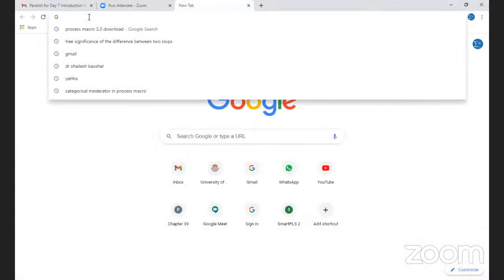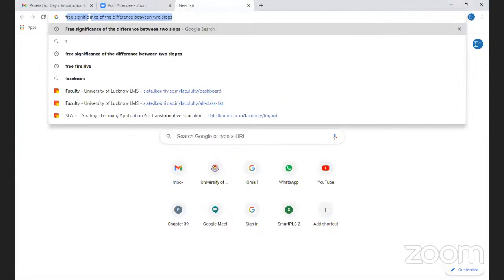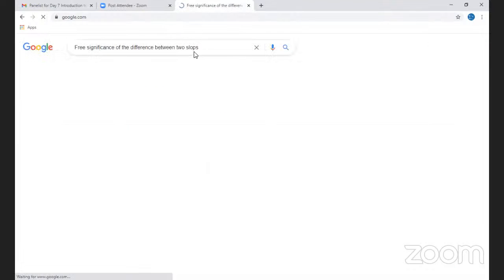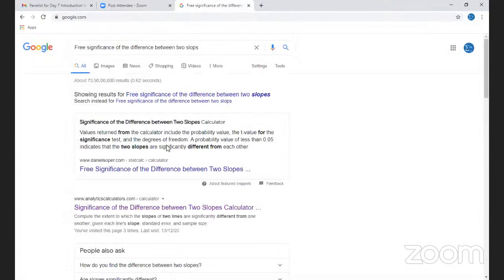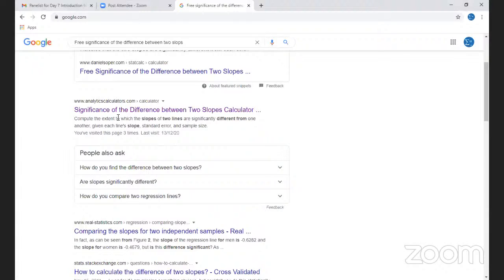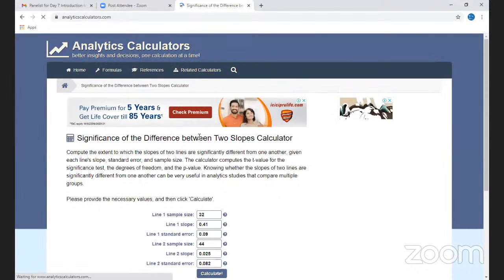So, the free significance of the difference between two slopes. I think you can see it. Okay, we are using an online calculator. Here you can see the significance of the difference between two slopes calculator. So you can write it down for future use.